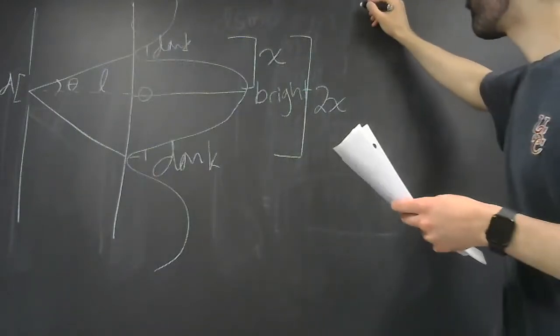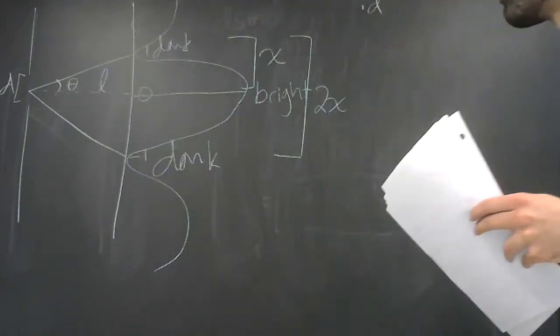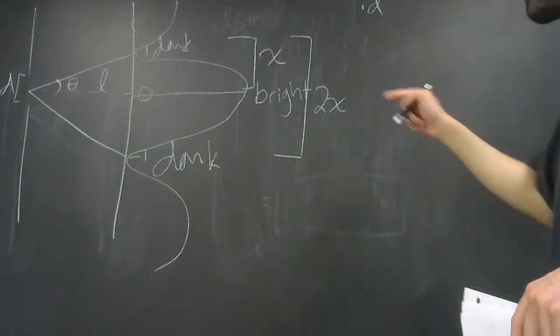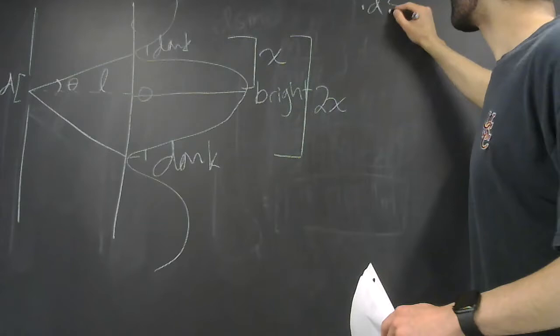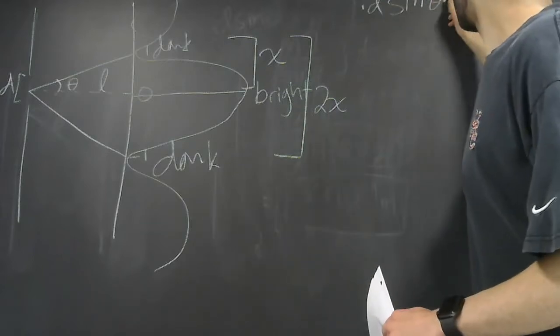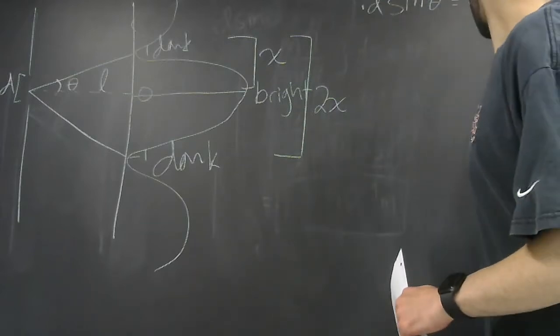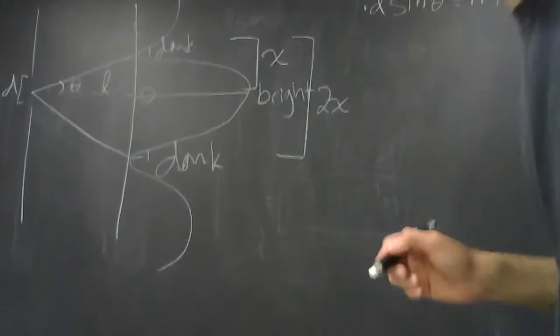So what do we do here? We consider our equation. We're dealing with a single slit, and we're observing the dark. So single slit dark, what's our equation for that? d sine theta equals m lambda.